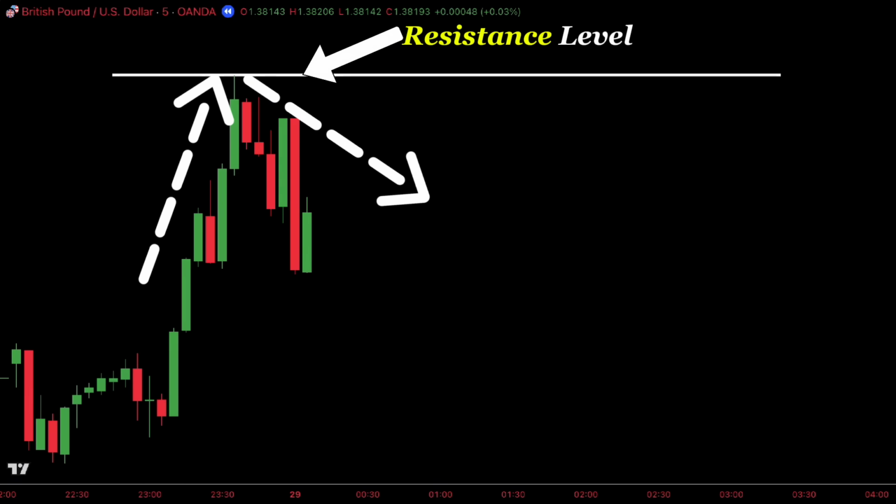So why does the market react so strongly at these levels and move toward the target? Because these are what we call strong key support and resistance levels. And if you know how to identify and draw them correctly, you'll already be ahead of 90% of traders.